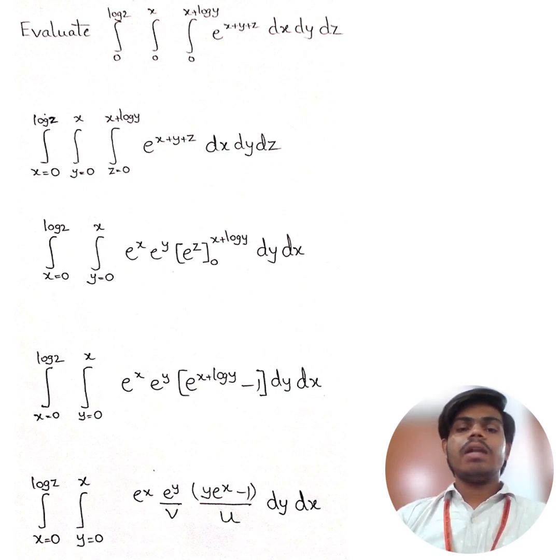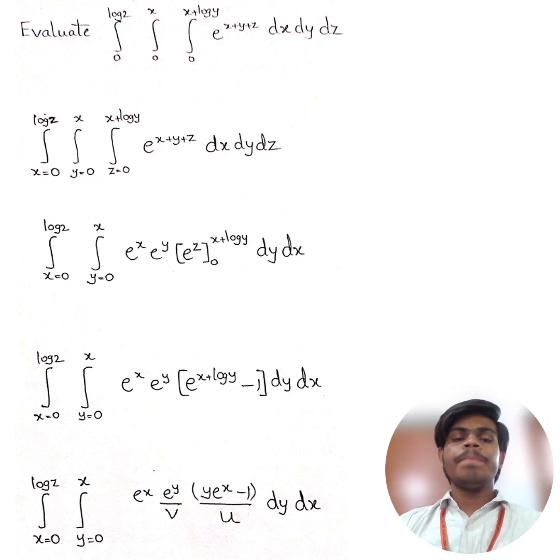Firstly, we can expand e power x plus y plus z into e power x into e power y into e power z. Here on integrating e power z, we get e power z, and by assigning the limits 0 to x plus log y, we get the value: integration x is equal to 0 to log 2, integration y is equal to 0 to x, e power x into e power y into e power x plus log y minus 1 dy dx.